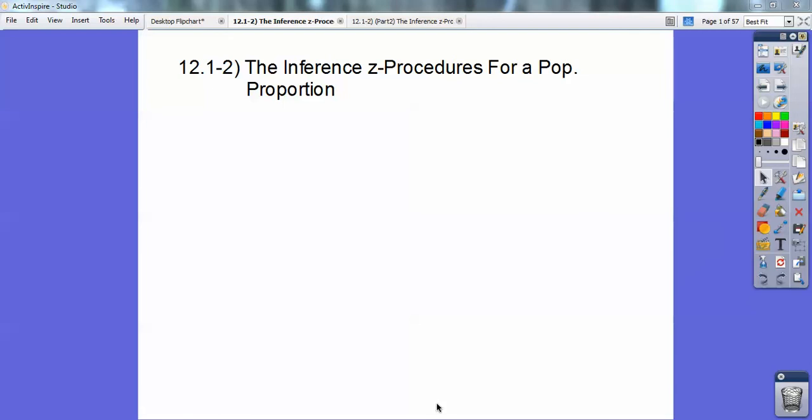Hey everybody, this is Tony Hawk, and this lesson will be on inference, which means the study of Z procedures for population proportion. Let's go ahead and begin.